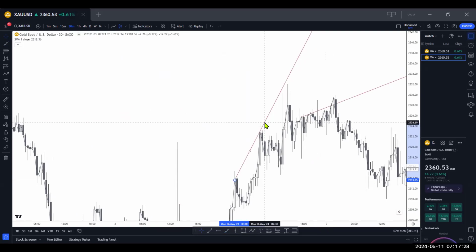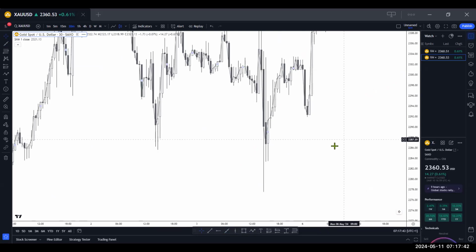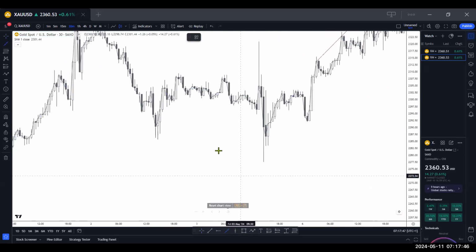Let's draw a trend line. It didn't touch this one. It doesn't really touch that trend line. Don't force it. Don't force trend lines, guys. Never force trend lines, right?